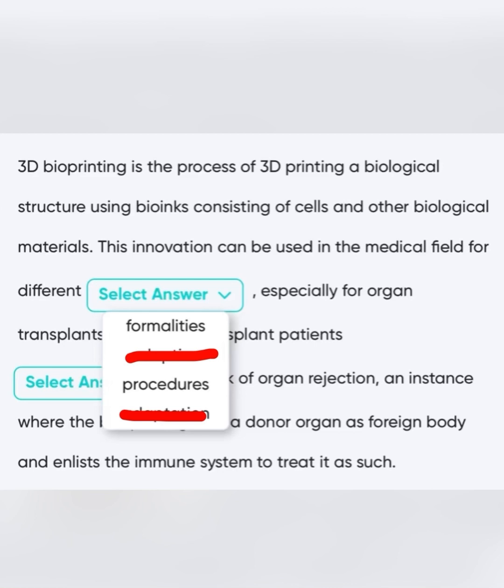Now again read the sentence. This innovation can be used, right? Innovation can be used. So innovation can be used for what? Example is given, especially for organ transplants. What can be the organ transplants? Can they be the formalities or can they be the procedures? What can they be? Means the innovation can be used for the formalities like organ transplants or the procedures like organ transplants. So the correct answer would be, I think you have guessed, that would be procedures.